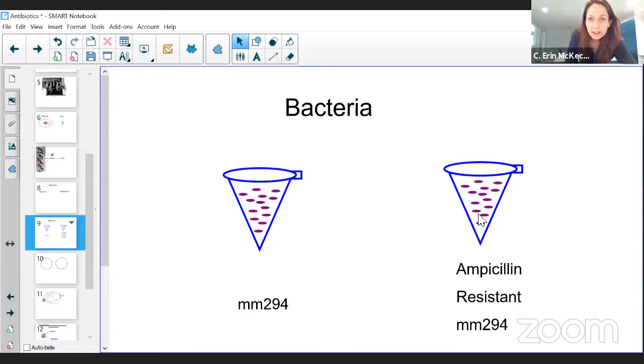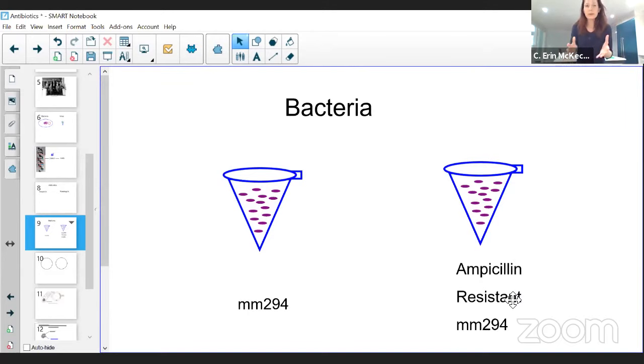This one, the ampicillin-resistant bacteria, has the ability to resist an antibiotic called ampicillin. What does ampicillin sound like? It sounds a lot like penicillin. They're in the same category or group of antibiotics. Ampicillin resistance, I want to explain what that means to you.